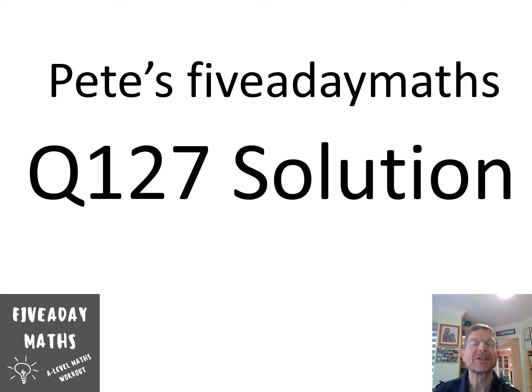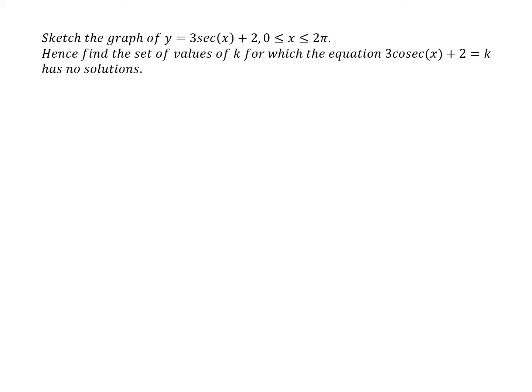So now we're going to look at the graph of one of the reciprocal trig functions, sec x. So I'm trying to sketch the graph of 3 sec x plus 2. I'm going to do this in stages. I'm thinking firstly of sec x. What is sec x? Well, sec x is 1 over cos x.